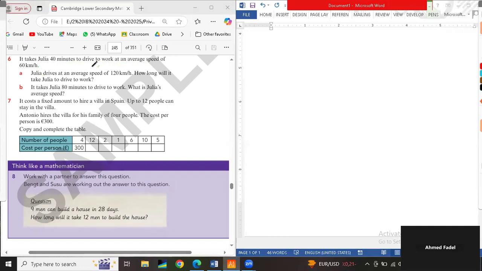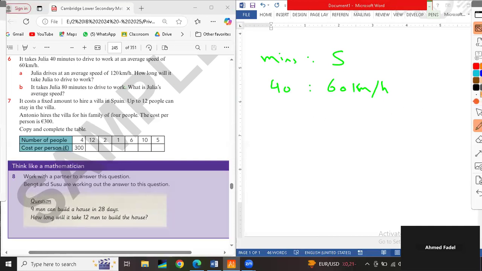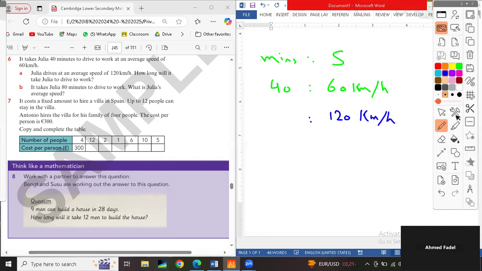to work at an average speed of 60 kilometers per hour. So here we've got the number of minutes and we've got the average speed. They said 40 minutes for an average speed of 60 kilometers per hour. So Julia drives at an average speed of 120 kilometers per hour. So this changes. If this becomes 120 kilometers per hour, what is the duration? How much time would she take? How long would she take for the same trip?